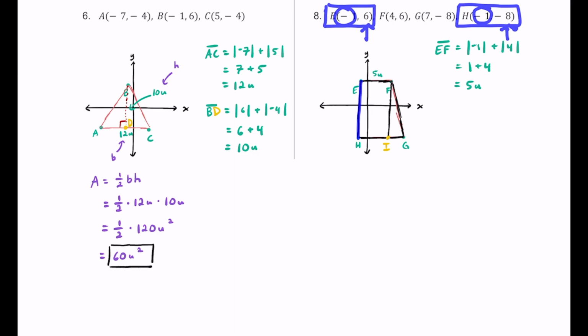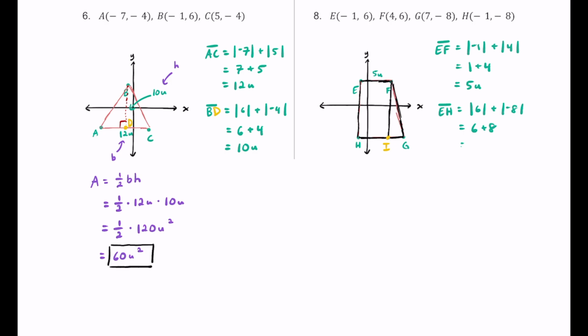Let's go ahead and add their absolute values. Okay, so for EH, that's going to be the absolute value of 6 plus the absolute value of -8. So that's going to be 6 plus 8, and that's going to be a total of 14 units. Okay, so this right here is going to be the height of the rectangle. So if we want, we can go ahead and call this maybe the length of the rectangle. We can call this the width of the rectangle.